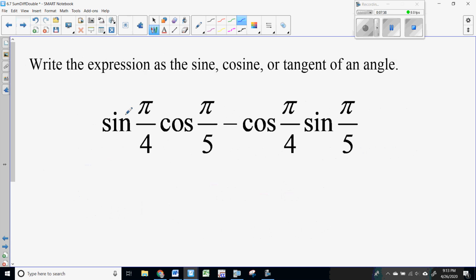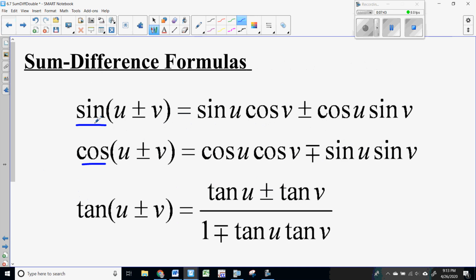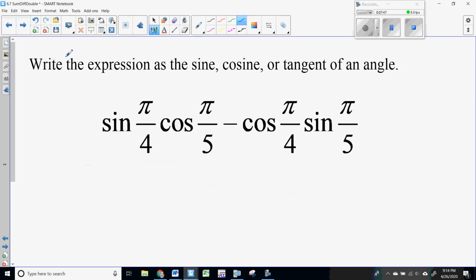So is it a sine or a cosine? When you look at it, you get sine, cosine, cosine, sine. That tells us it's a sine. It is a minus in the middle. That tells us it's a plus for sine. So this is sine of pi over 4 minus pi over 5.